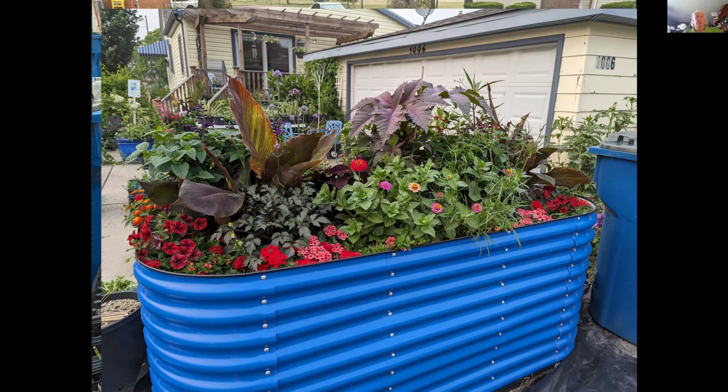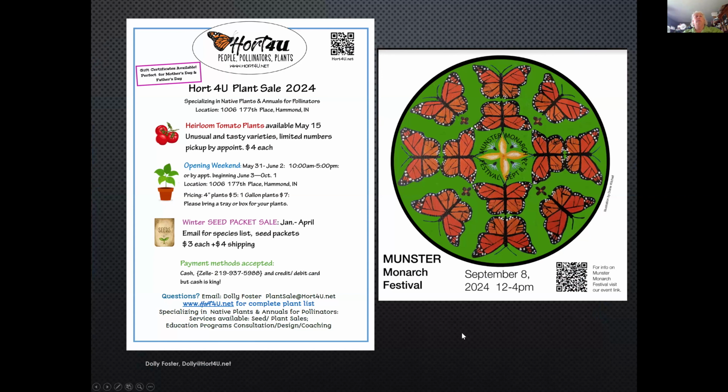And then let's just wrap up. So, a couple of things going on for the summer. There's a lot of things going on in the gardening world this summer in the area. One of the things that I do other than educating is have a tiny, tiny miniature native plant nursery at my house. And so this flyer is for that. My heirloom tomato sale starts on May 15th. My opening weekend for the native plant sale is May 31st. I also sell a few annuals that are good for pollinators.